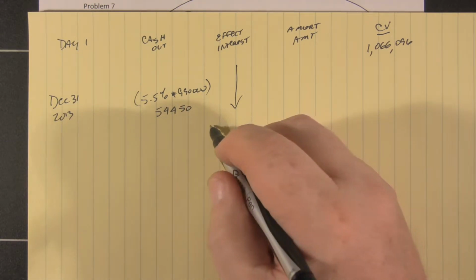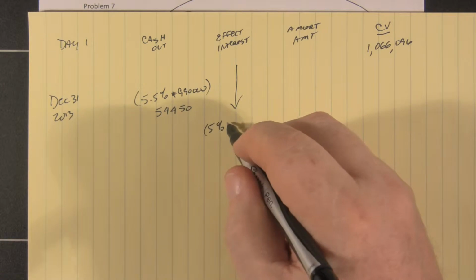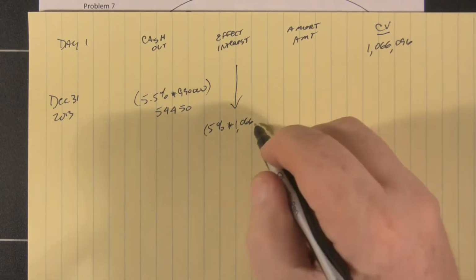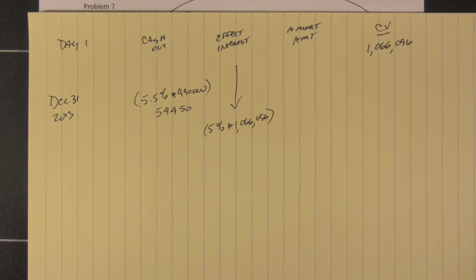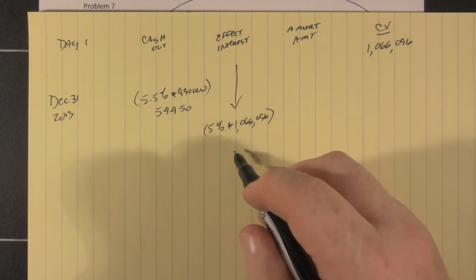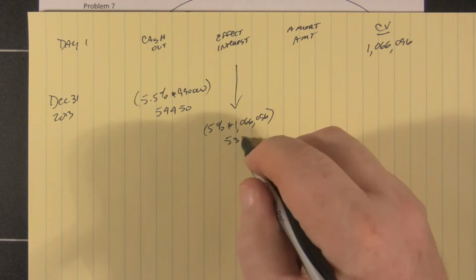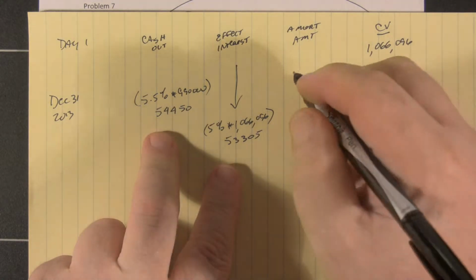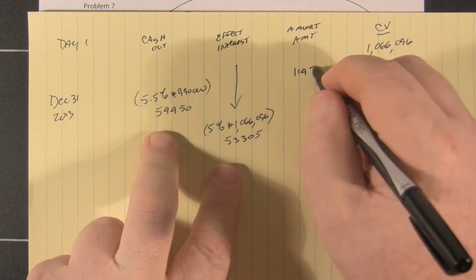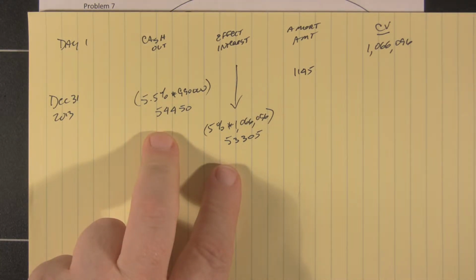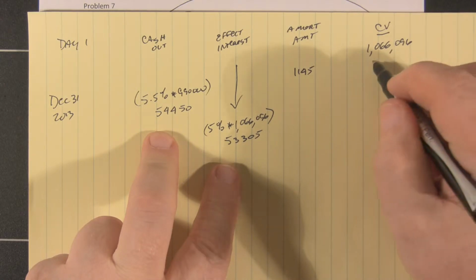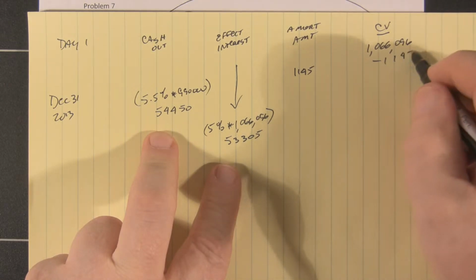Now, the effective interest is 5% market rate times the carrying value, $1,066,096, and that comes out to $53,305. The difference between those two, which is $1,145, gets subtracted from the carrying value because it's a premium. So we have to subtract that to come up with our new carrying value.